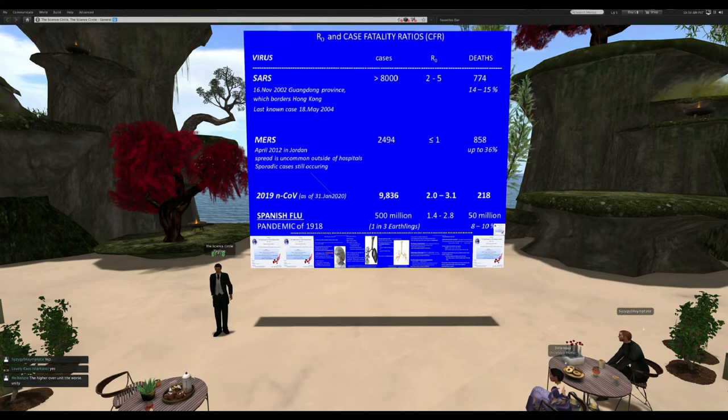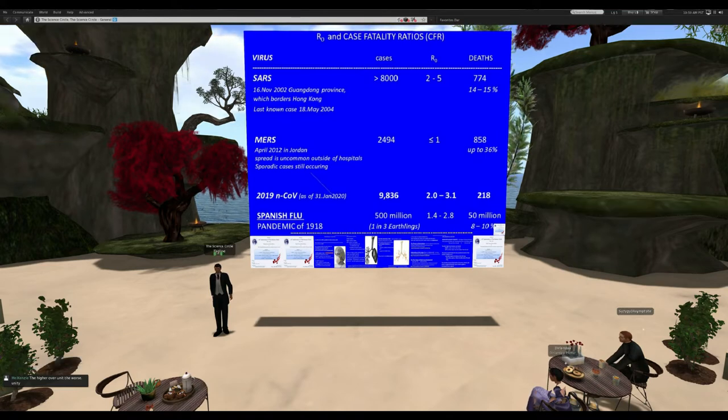On the other hand, the R0 is pretty low. It's less than 1, which was kind of a surprise. So it's not as infectious. And a lot of the people that got it tended to be in the hospital.